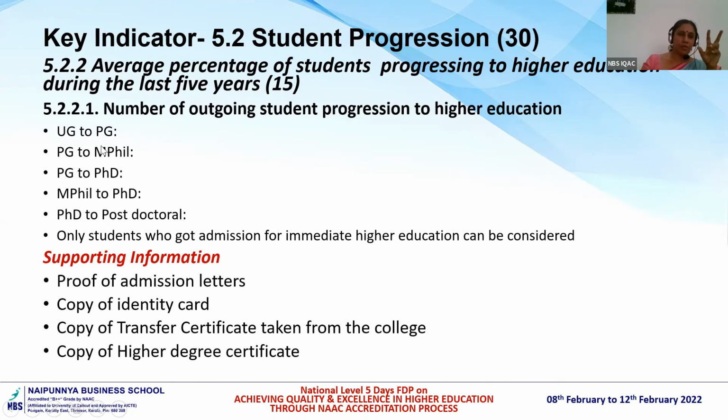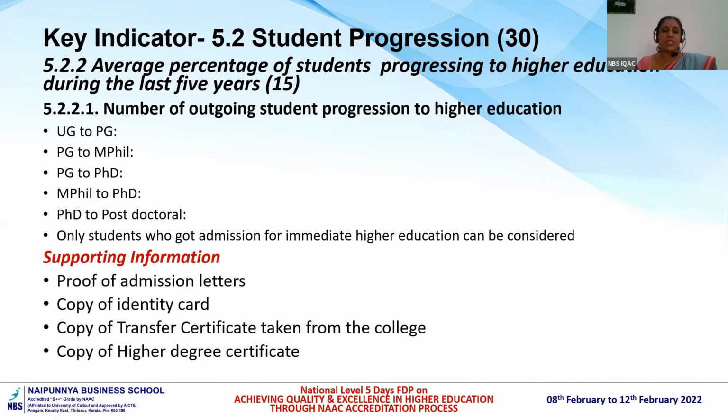And also in three criteria, NAAC gives opt-out metrics. Criteria 5 had one option, and I think we opted out of this metric. And supporting information here is proof of admission letters that students acquire when they take admission in another institution. You can also support it with a copy of the ID card of the student once they have taken admission there. Also, if the student has to go in for higher studies, they have to take a transfer certificate from your institution.